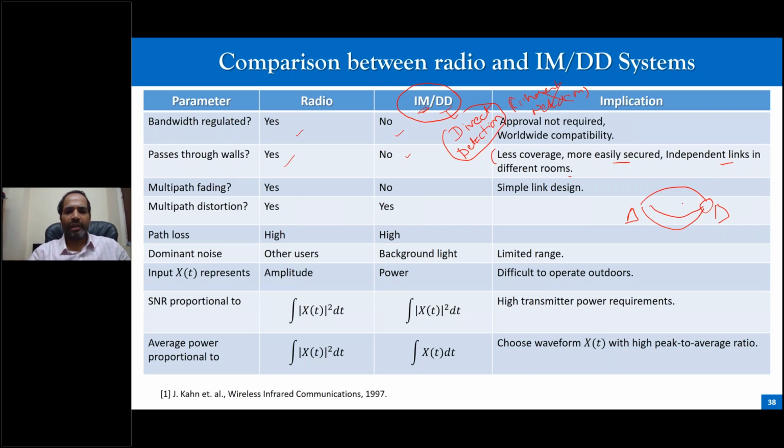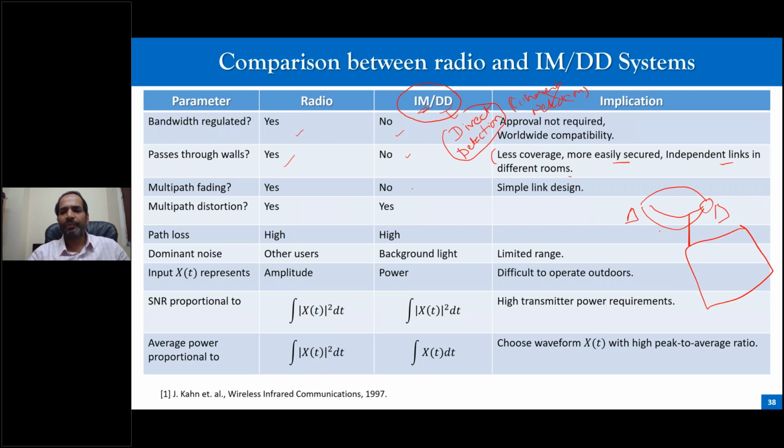In intensity modulation direct detection, we cannot have multipath fading. The reason is that the receiver size is much larger than the wavelength of operation. The receiver is so big and the wavelength is very small. In optical communication systems, we are talking about wavelengths of 1 to 2 micrometers, whereas the receiver size is in centimeters. So the receiver is much larger than the wavelength.